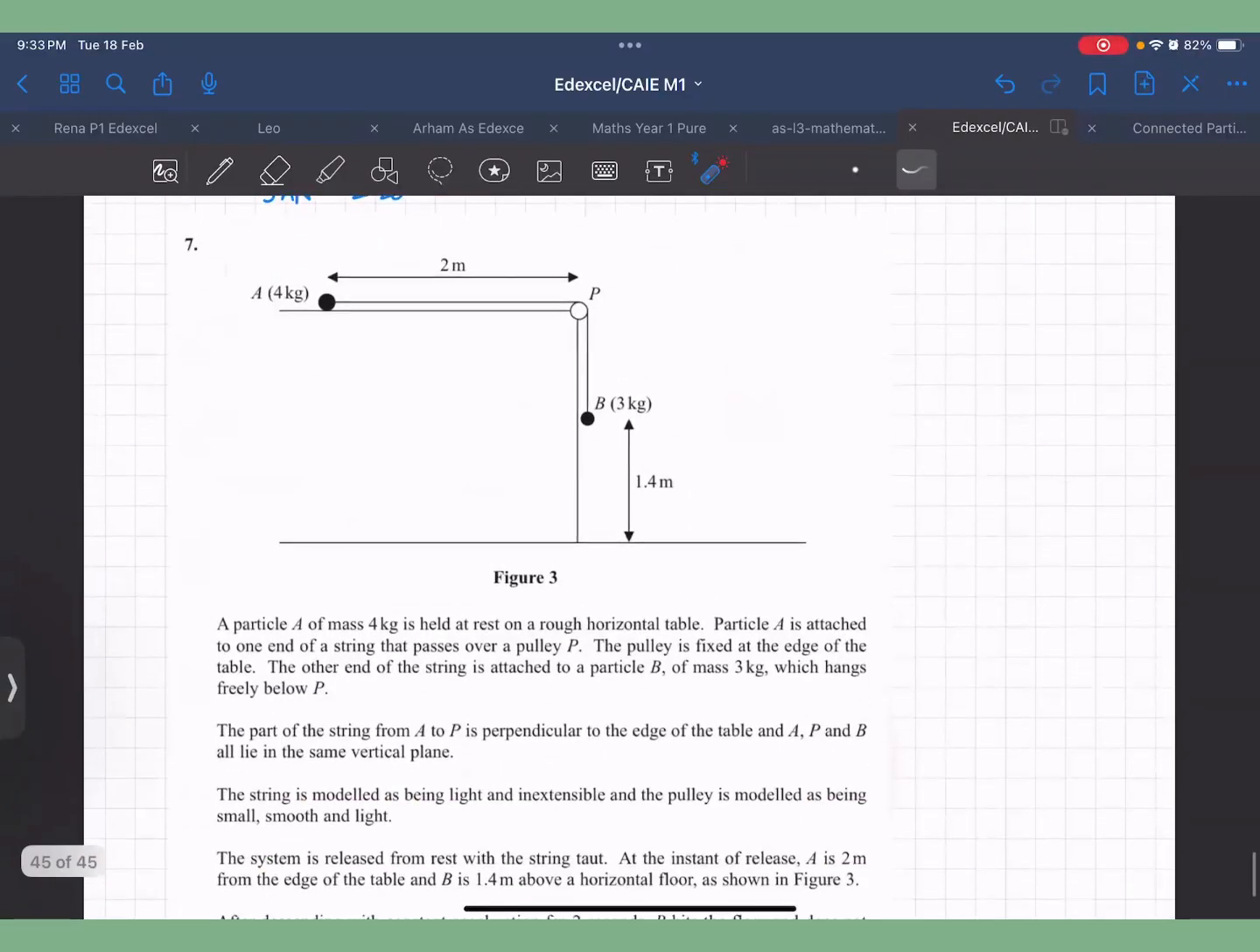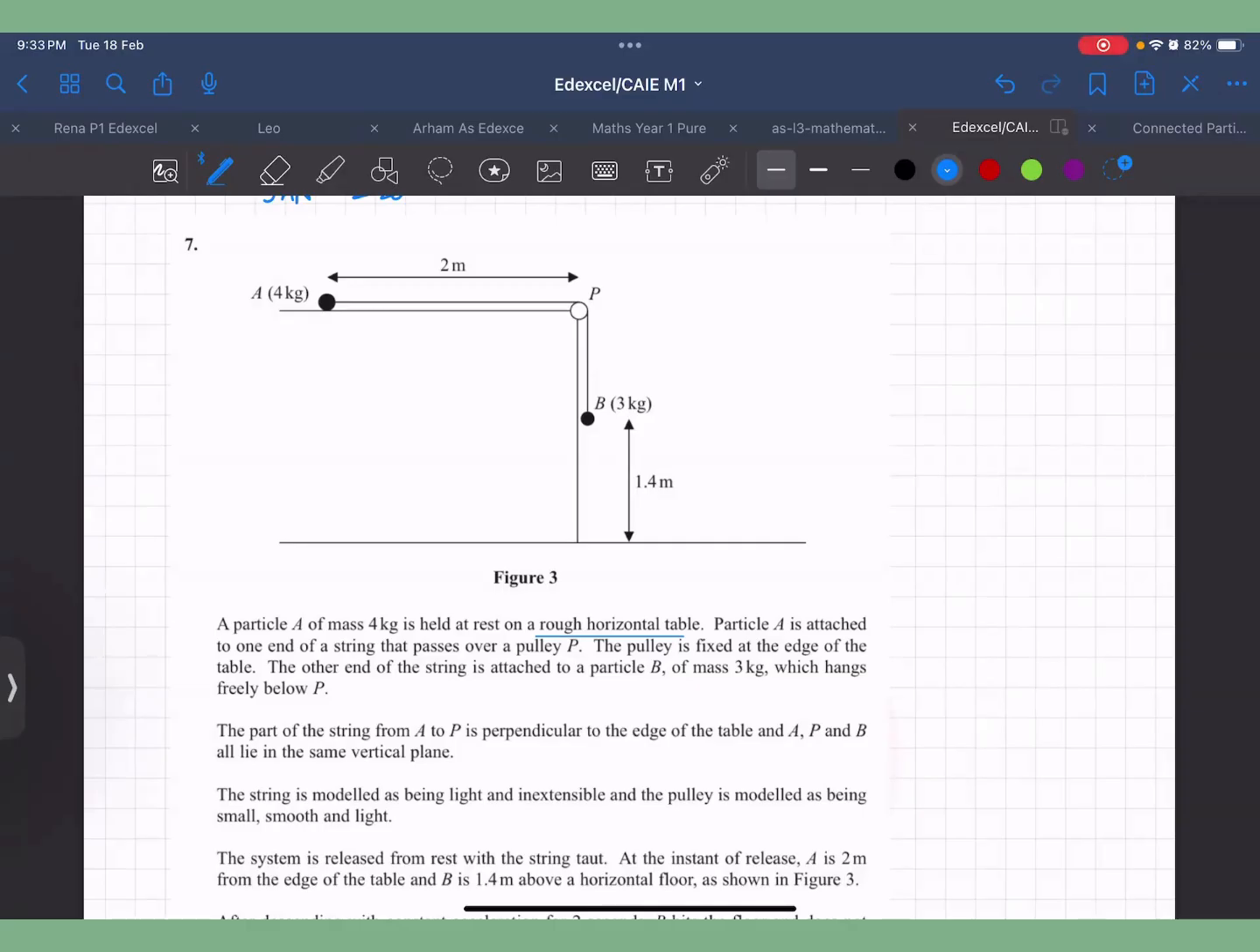They have given us a particle A of mass 4 kg held at rest on a rough horizontal table. So this is rough. Particle A is attached to one end of the string. A mass of 3 kg, which is B, hangs freely below the pulley P. The part of the string from A to P is perpendicular to the edge of the table. Everything is drawn over there, and they have explained it in this paragraph.